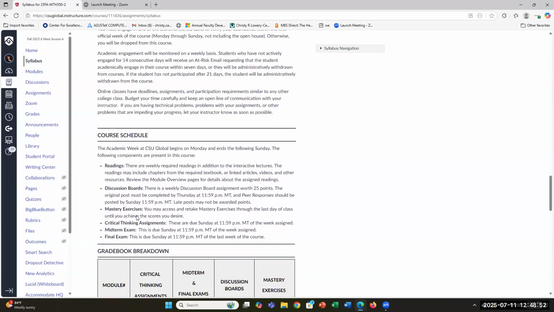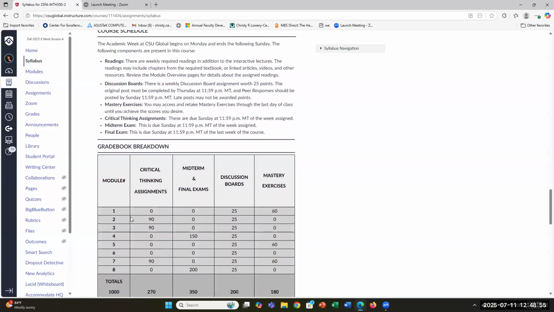Our course schedule breaks down each of the 8 modules that we'll be completing in the next 8 weeks. For module 1, we have a discussion board and a mastery exercise. Module 2 is a critical thinking exercise and a discussion board. Week 3 is the same. Week 4 is our midterm and our discussion board. Weeks 5 and 6 are also the same, where we'll have a discussion board. I take that back, week 6 does not have a mastery exercise. Week 7 is a critical thinking exercise, a discussion board, and a mastery exercise. Week 8 is a final exam and our final discussion board.